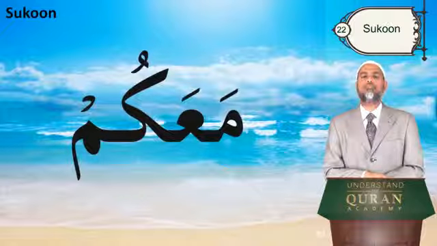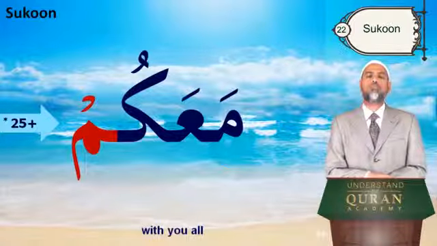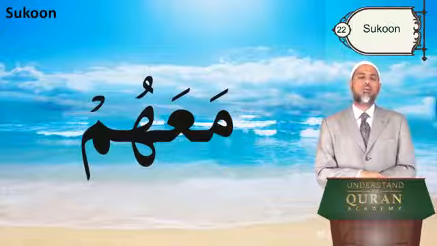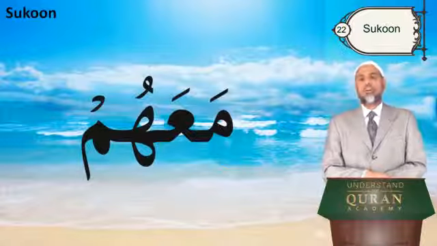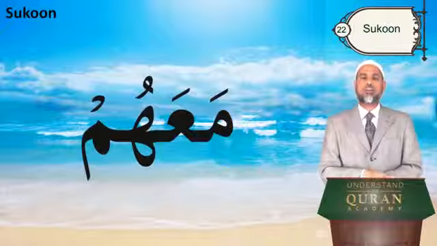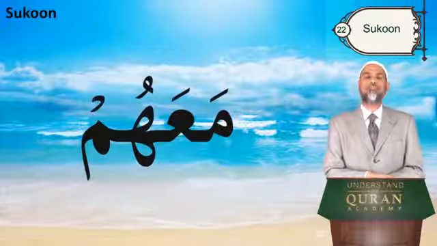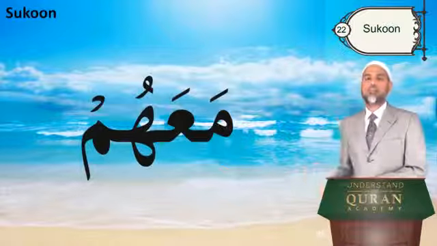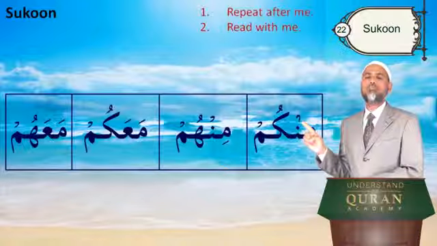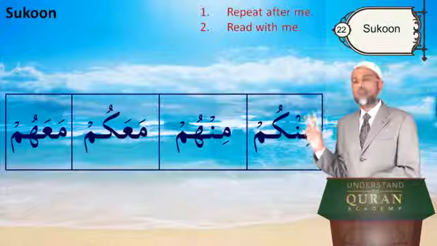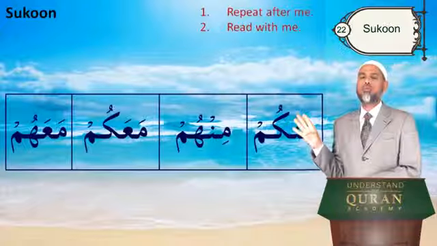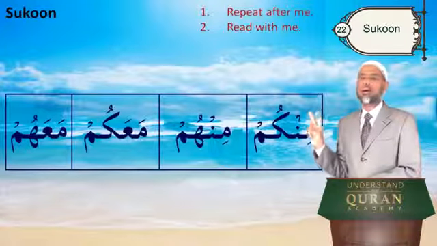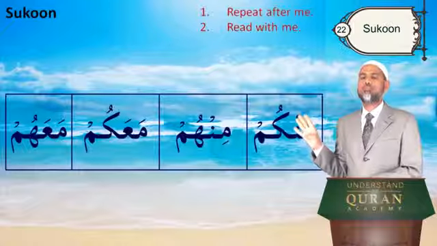Ma'akum. Ma'ahum. Ma'a means with, hum means they, kum means you, and so on. You will be learning these in spoken Arabic also. Let's revise the last four. Minkum. Minhum. Ma'akum. Ma'ahum. Once again. Minkum. Minhum. Ma'akum. Ma'ahum.